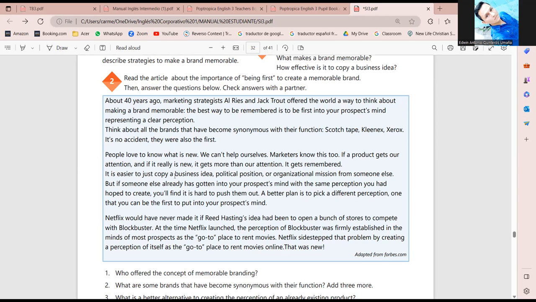Netflix would have never made it if Reed Hastings' idea had been to open a branch of a store to compete with Blockbuster. By the time Netflix launched, the perception of Blockbuster was firmly established in the mind of most prospects as the go-to place to rent movies. Netflix sidestepped that problem by creating a perception of itself as the go-to place to rent movies online. That's what's new.